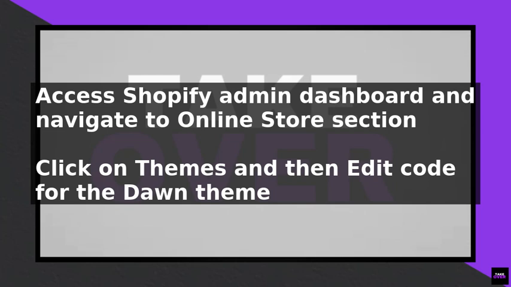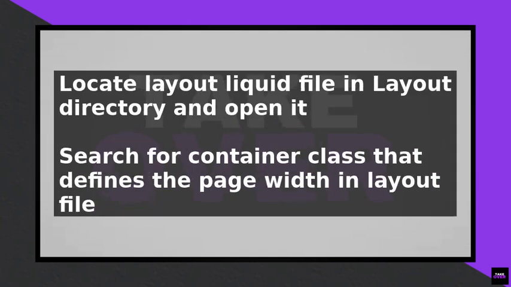In the code editor, locate the layout liquid file in the layout directory. Open this file and search for the container class that defines the page width. Typically, this class is named container or page width. Locate the CSS file that defines the styles for the container class. This is usually found in the assets directory and named theme.css or styles.css. Open the CSS file and search for the container class.